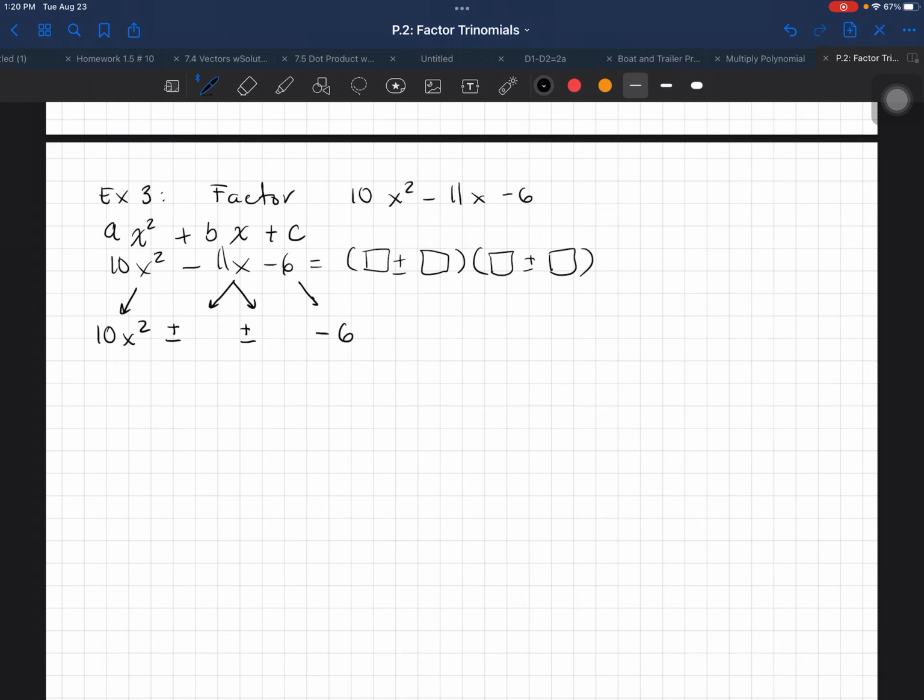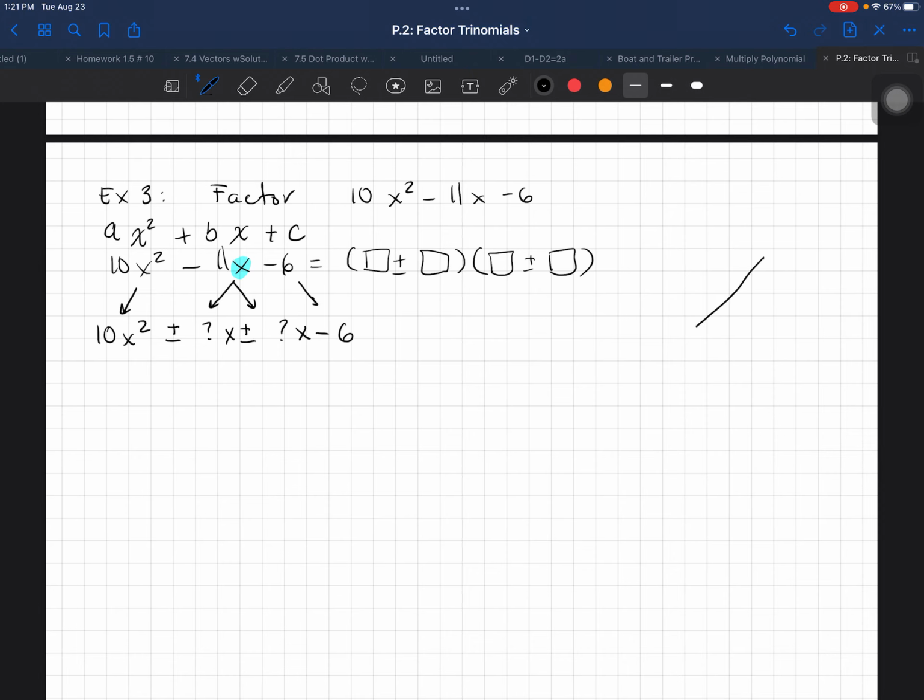What we do know is that in order for these 2 terms to add up to minus 11x, we know for sure that they both need to be x terms, right? So what we need to figure out is what is this number and what is that coefficient, right? We're going to find those two numbers.